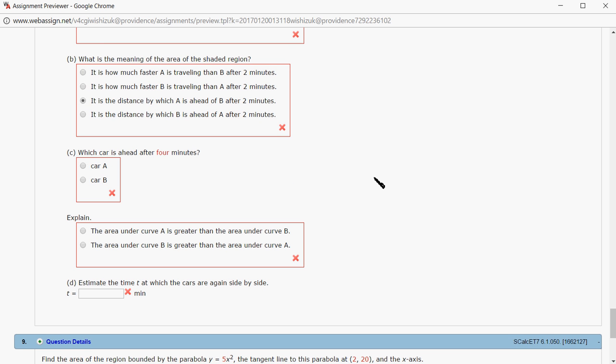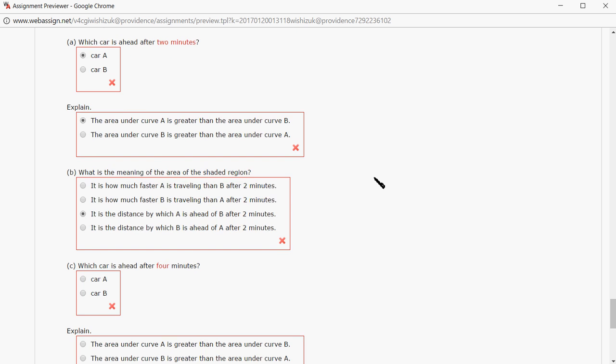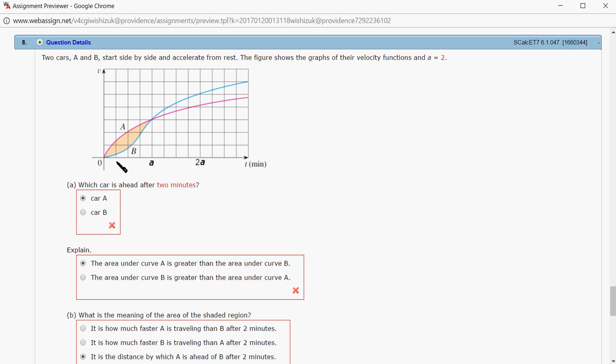And here, part C: which car is ahead after 4 minutes? So you go here. We have this point at 2 minutes. A is ahead, obviously, but you can see that A's area is going to be lower than B's in this interval here. So 4 is right here.